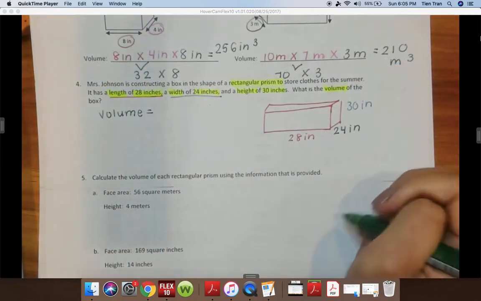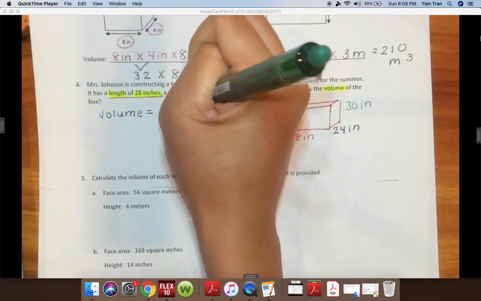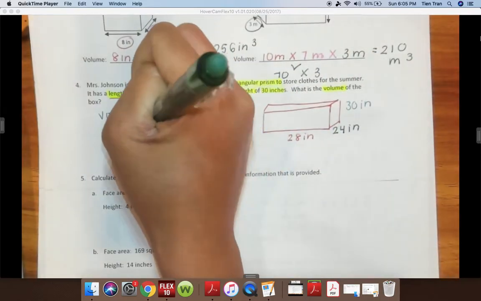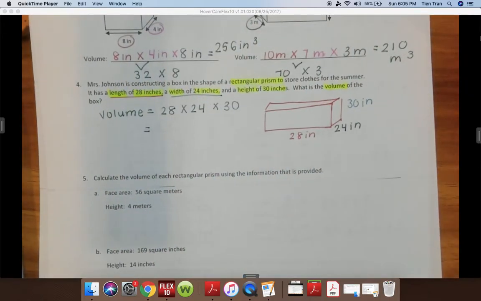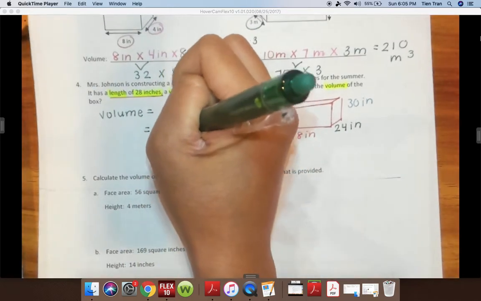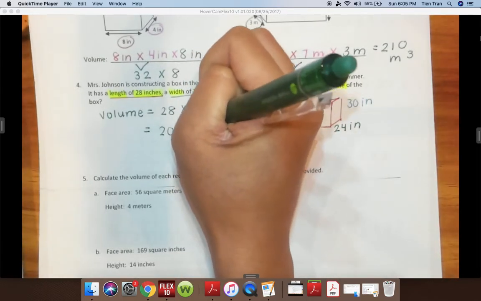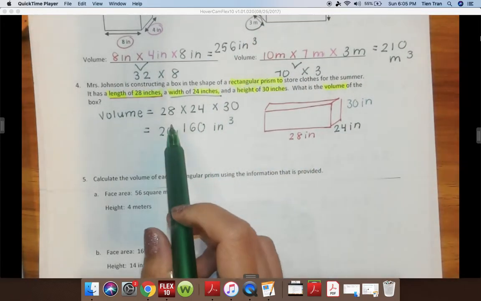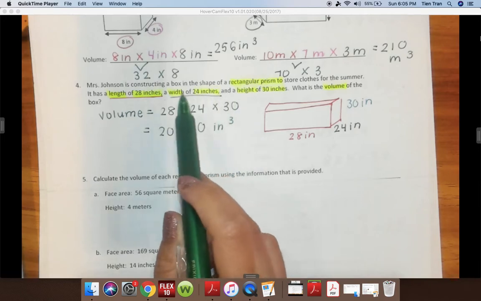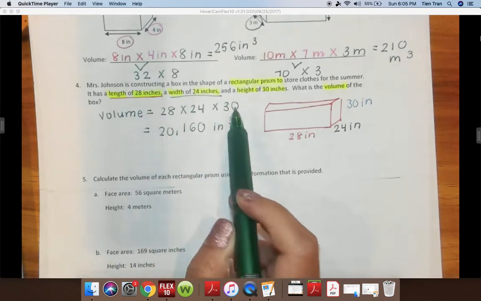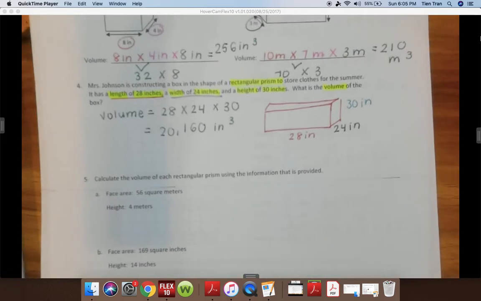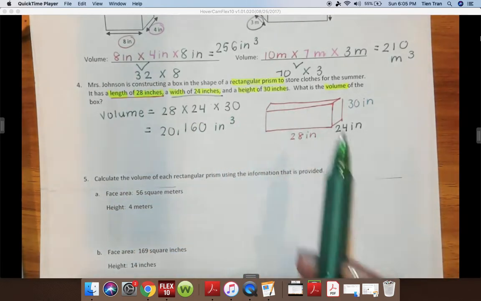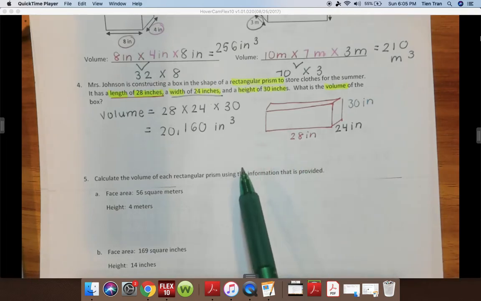Okay, so I'm going to multiply 28 times 24 times 30 in order to get my final answer. My final answer is going to be 20,160 inches cubed. I'm not going to go over multiplying the numbers together because if I remember correctly, that was module 1. So you guys should know how to multiply long and 2-digit numbers. If you don't, please let me know and I can show you.